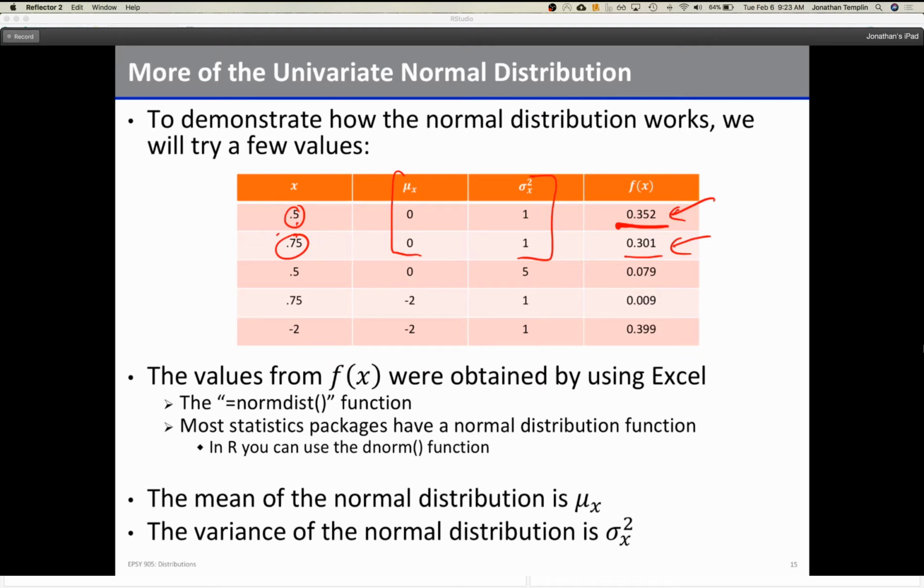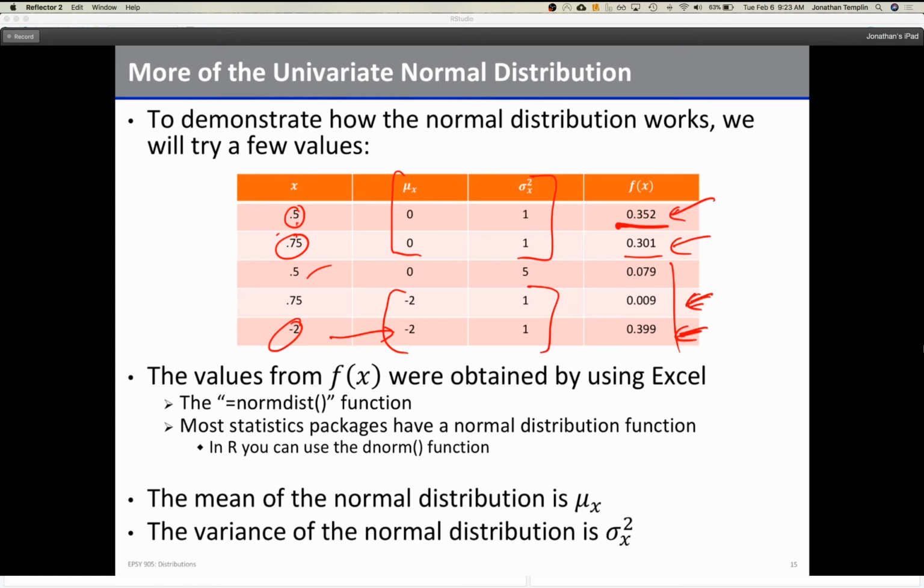So you'll see f of 0.5 is relatively more likely than f of 0.75 under the standard normal distribution. And again, we can plug in other values for x with different means, and we get different heights. Similarly, here's the last two, mean of -2, variance of 1. If we compare 0.75 with -2, you'll see that -2, being right at the mean, is going to be much more relatively likely to occur than the 0.75 value.